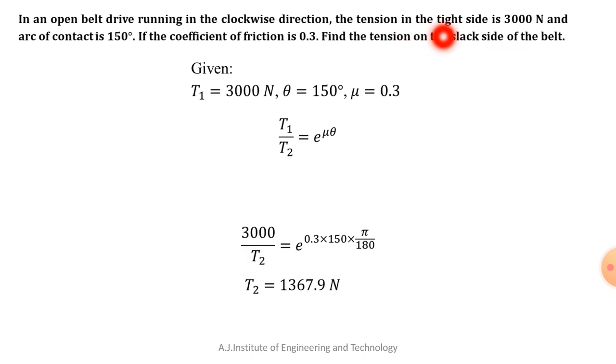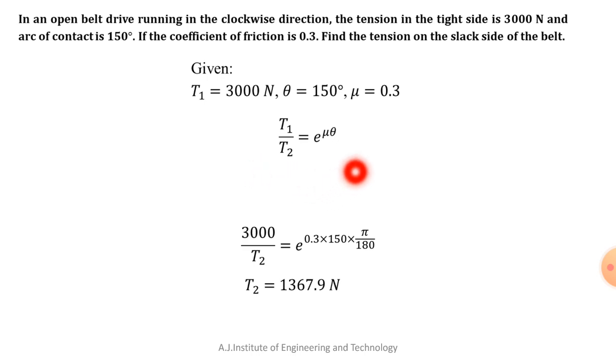Tight side tension value they have given, that is 3000, which would be always maximum. So maximum tension is given. We need to find out what is the tension on the slack side. So minimum tension you have to find out in a belt drive. So belt is always subjected to tight side tension and slack side tension. So we know the well-known relation in case of belt drive.